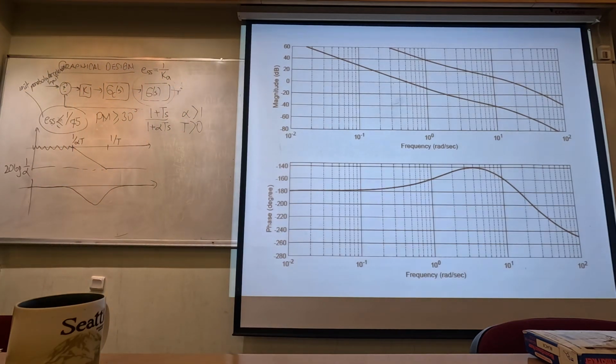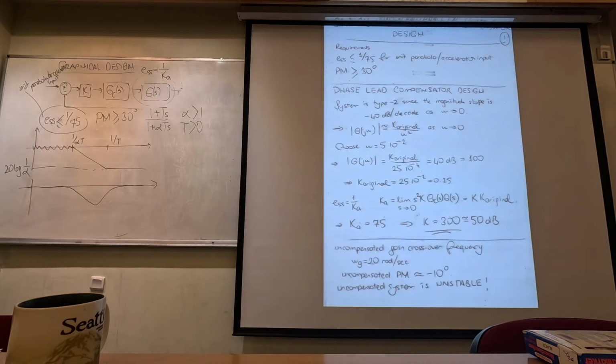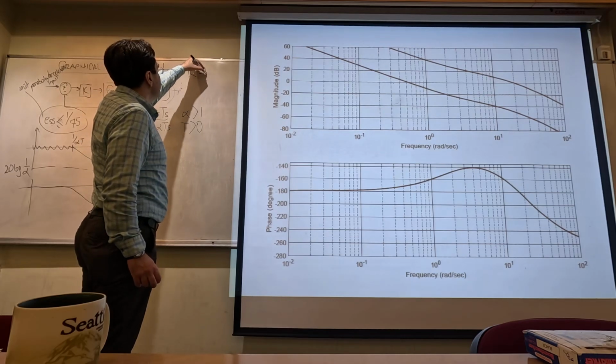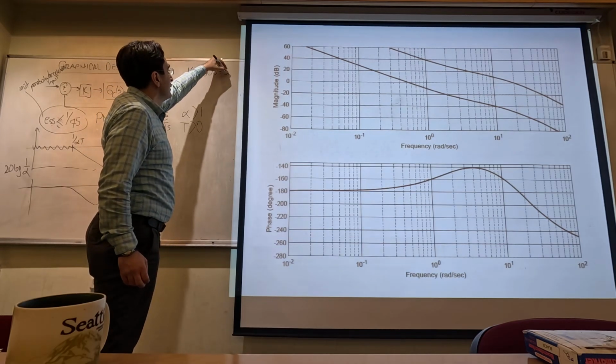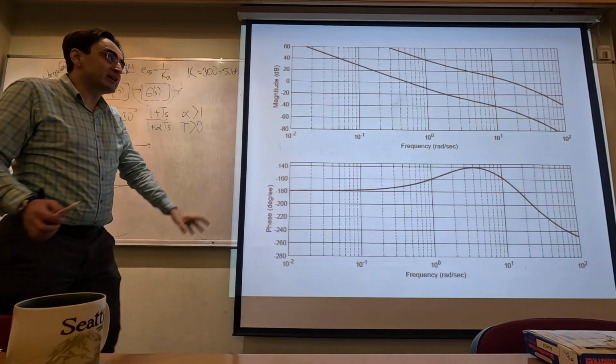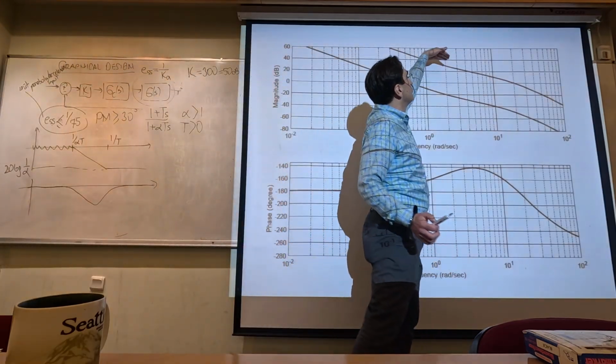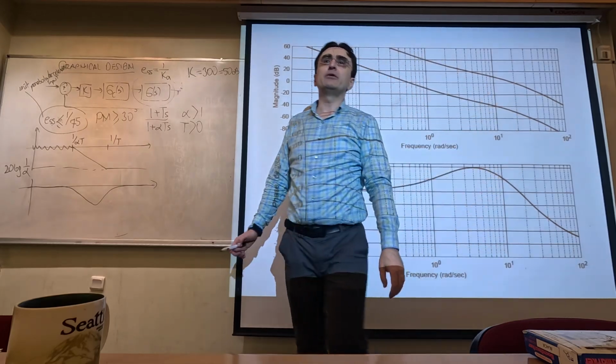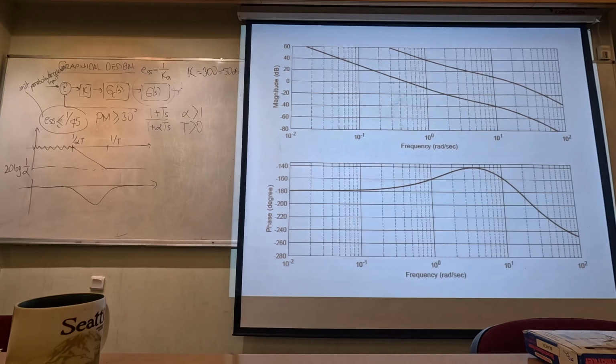Okay? So now if you look at the design steps for the phase lag compensator, we have exactly similar steps. We first adjust K to satisfy the steady state error requirement. And we can do the same operations as before, and we can obtain K is equal to 300, which is equal to 50 dB. And then what we can do is that we can shift the magnitude by 50 dB, and we can obtain the uncompensated system magnitude and phase. Okay? So these steps are exactly the same in phase lag compensator design.